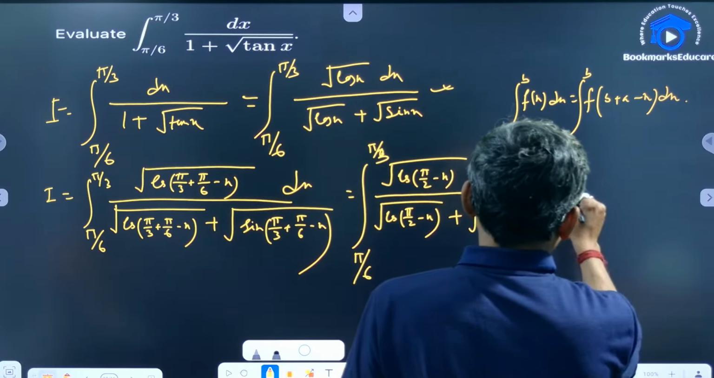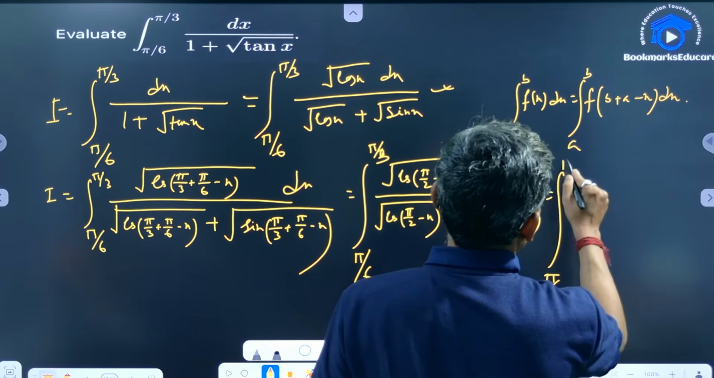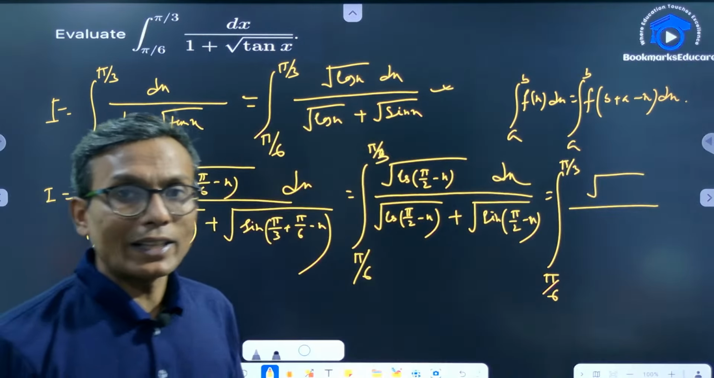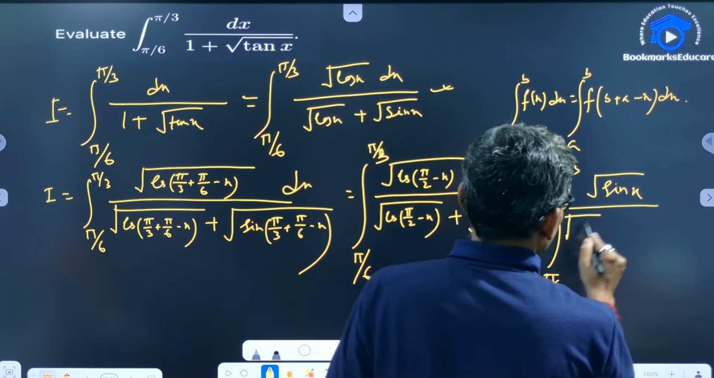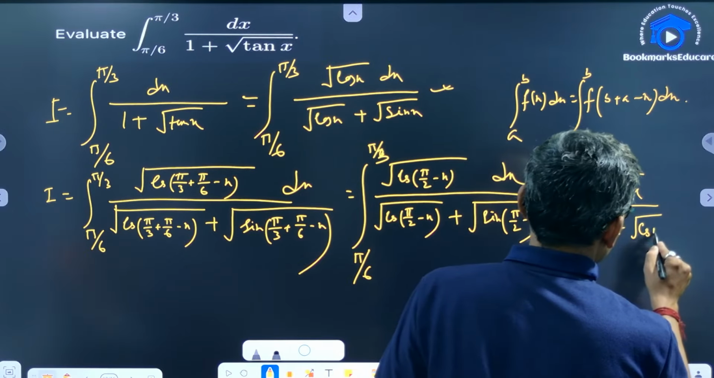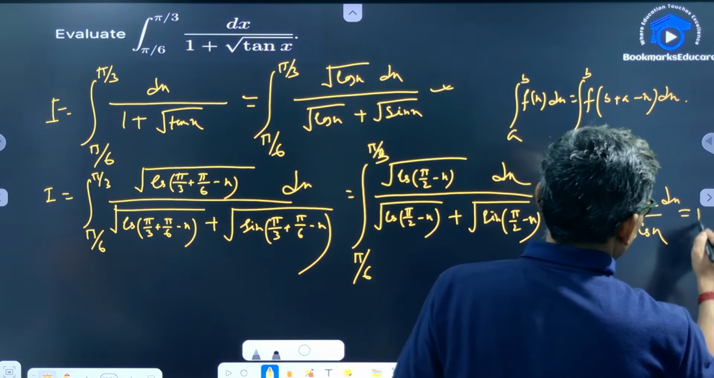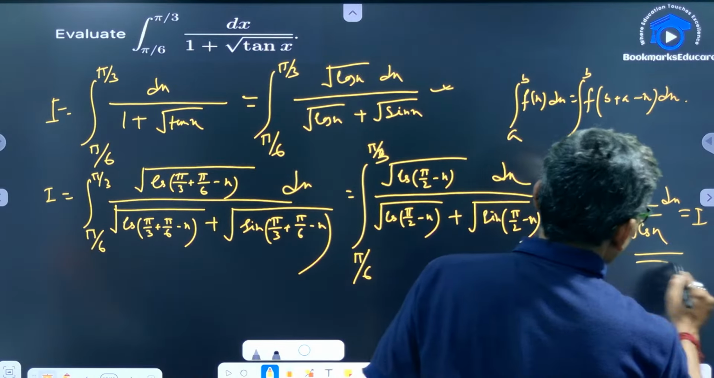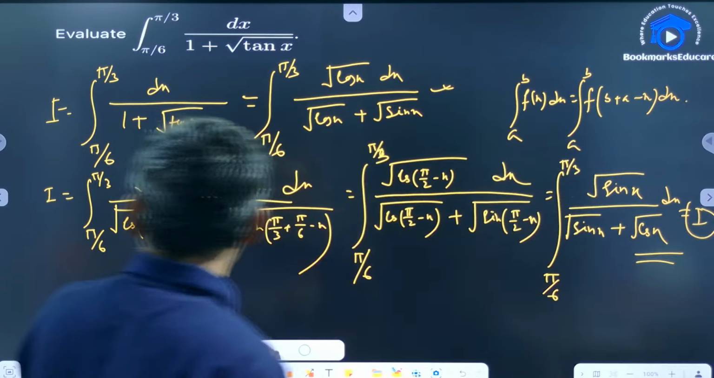So integral pi by 6 to pi by 3 of cos of pi by 2 minus x, which means sine of x, root over of sine of x by root over of sine of x plus root over of cos of x, dx. So this is also I.